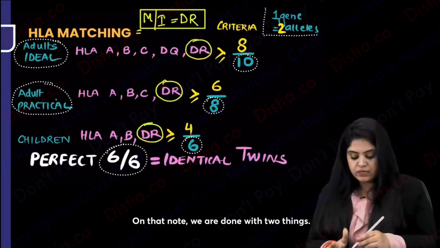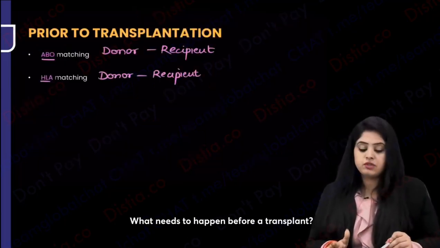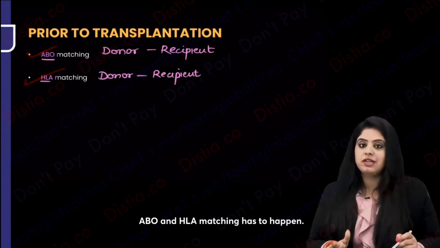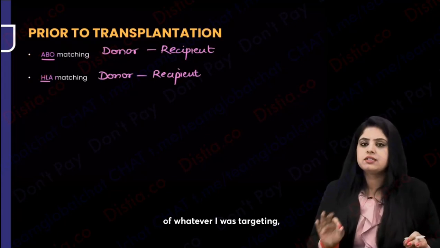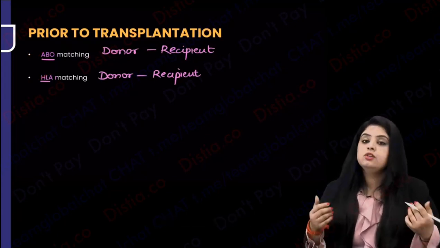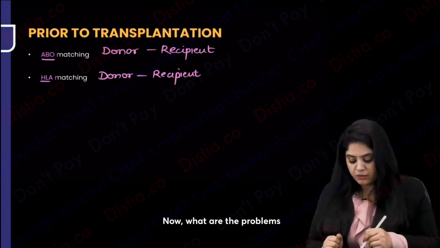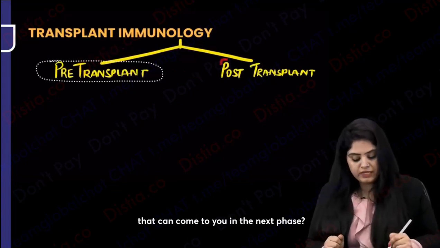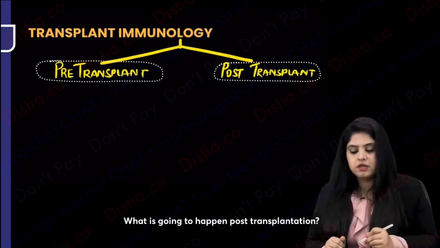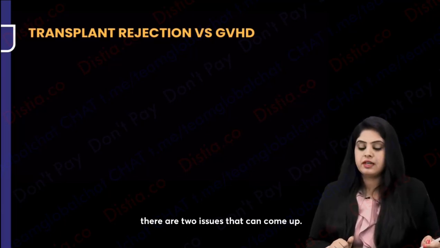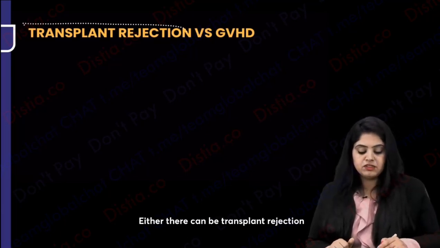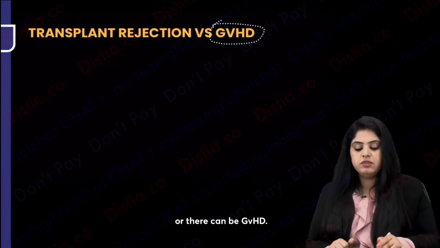On that note, we are done with two things. What needs to happen before a transplant? ABO and HLA matching has to happen. So that is done. You say we've got a perfect match, or whatever I was targeting, my criteria has been fulfilled. You've done the transplant. Now, what are the problems that can come to you in the next phase? What is going to happen post-transplantation? So post-transplantation, there are two issues that can come up. Either there can be transplant rejection, or there can be GVHD.